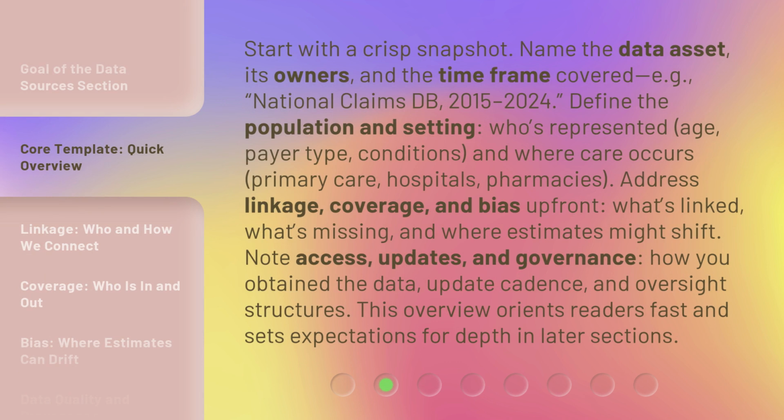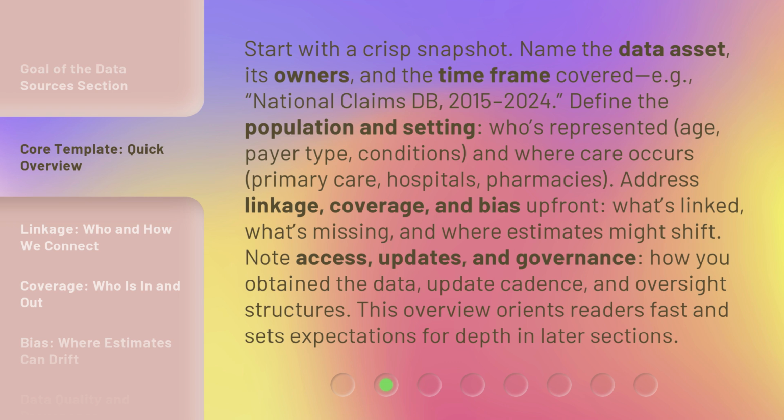Start with a crisp snapshot. Name the data asset, its owners, and the time frame covered, e.g., National Claims DB, 2015 to 2024. Define the population and setting: who's represented, age, payer type, conditions, and where care occurs, primary care, hospitals, pharmacies.